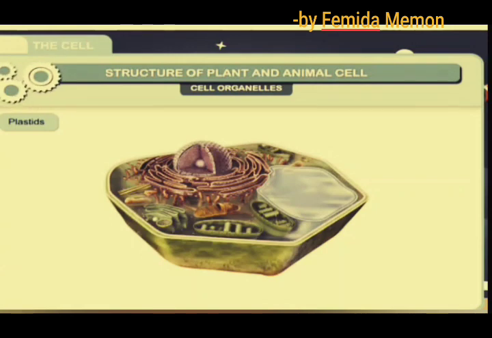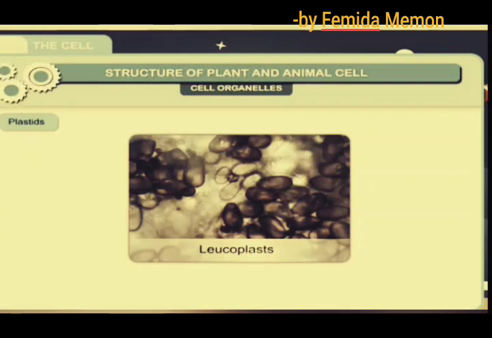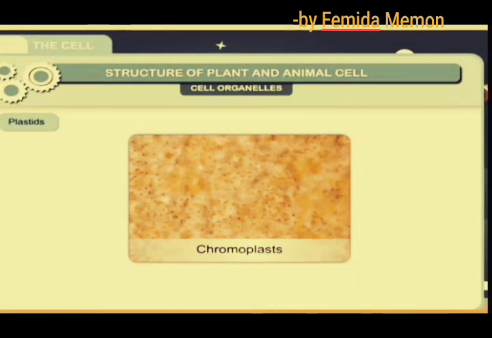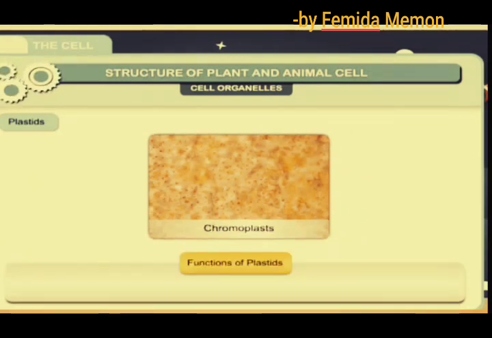1. Chloroplast. They contain green chlorophyll pigments and are mainly found in the leaves and green part of the stem. It helps in the synthesis of food through the process of photosynthesis. They are also called the kitchen of the cell. 2. Leucoplasts. They are colorless plastids found in the storage organs, for example, potato, onion. 3. Chromoplasts. These are colored plastids other than green plastids. The color of flowers and fruits is due to chromoplasts. Functions of plastids. Their main function is manufacture and storage of food.